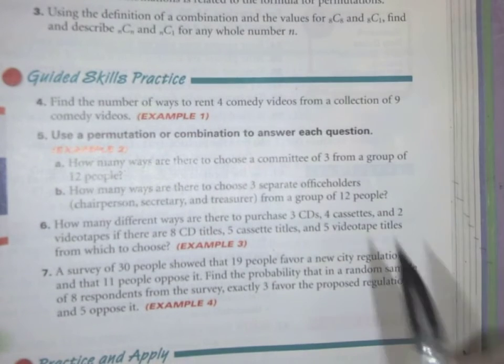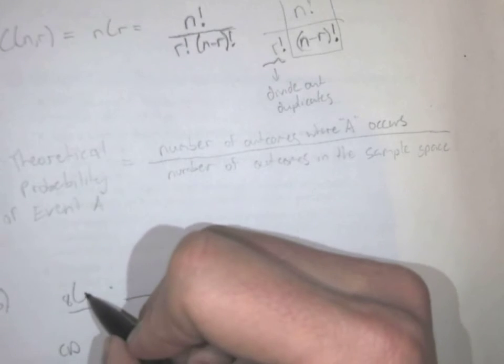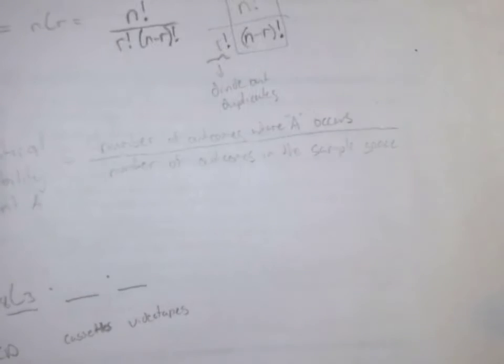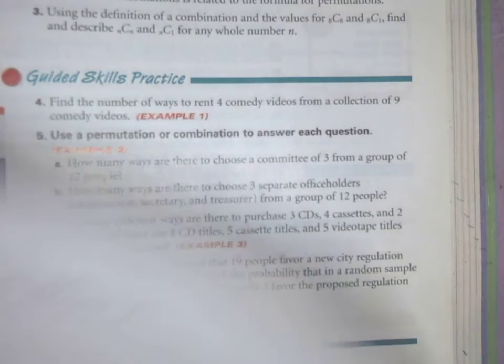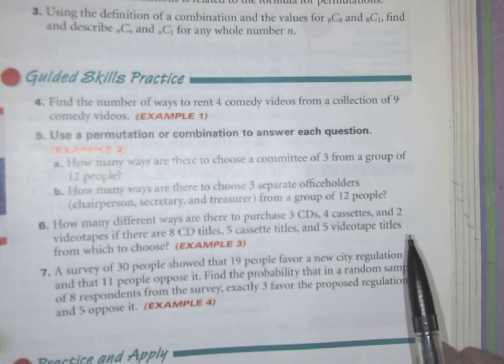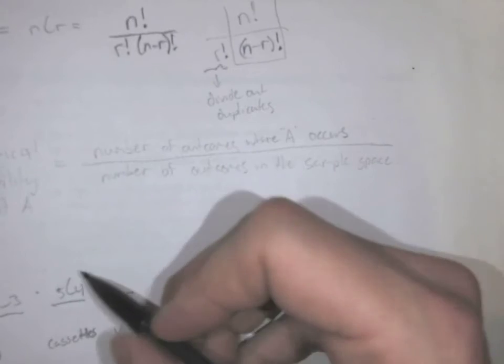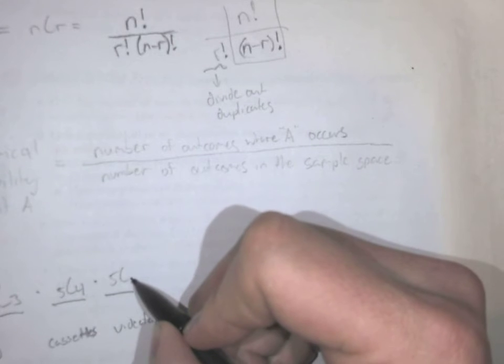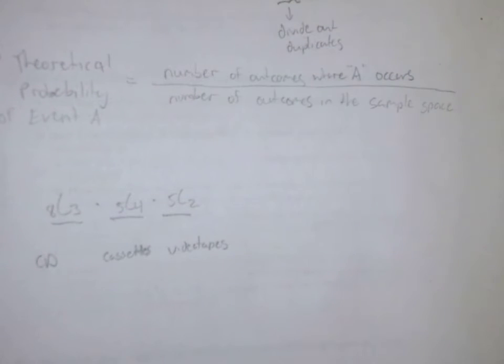Okay, so let's talk about the CDs first. Going back to the book, we want to purchase 3 CDs, but there's 8. So what we want is to choose 3 CDs from 8. Then we want to choose 4 cassettes from 5. And then we want to choose 2 videotapes from 5. Okay, so now we have all the information we need.